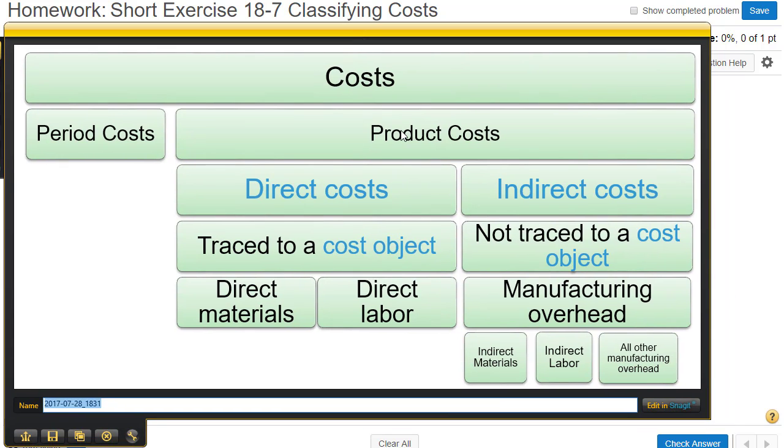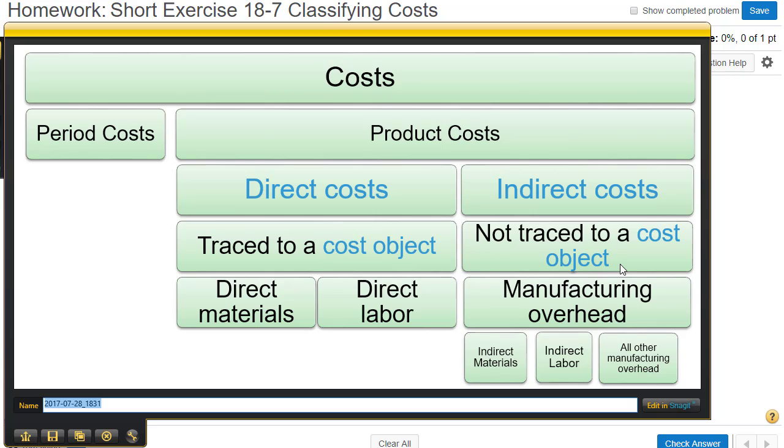So product costs are broken down into either direct costs or indirect costs. Direct costs are either direct materials, the materials that go directly into the cost of the product, or direct labor. These are the people who work directly with making the product. So a direct material is something that can be traced to the cost object. The cost object is being the product in this case.